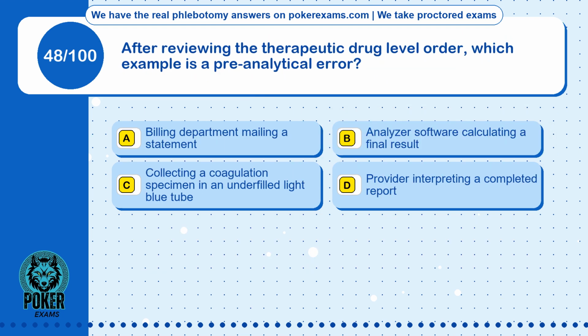Question 48. After reviewing the therapeutic drug level order, which example is a pre-analytical error? Option A, billing department mailing a statement. Option B, analyzer software calculating a final result. Option C, collecting a coagulation specimen in an underfilled light blue tube. Option D, provider interpreting a completed report.